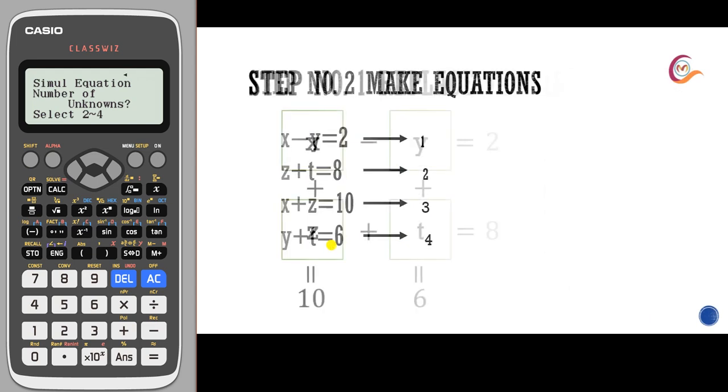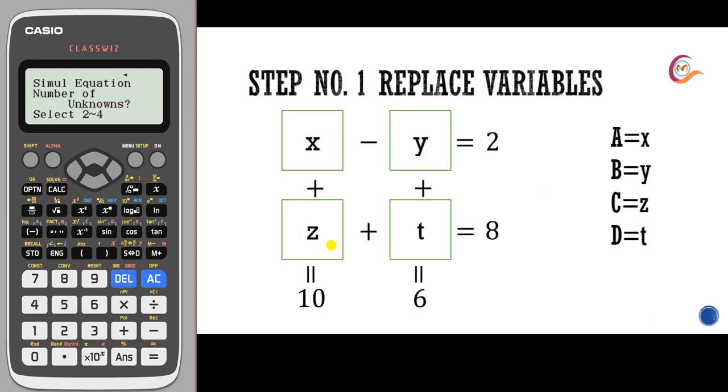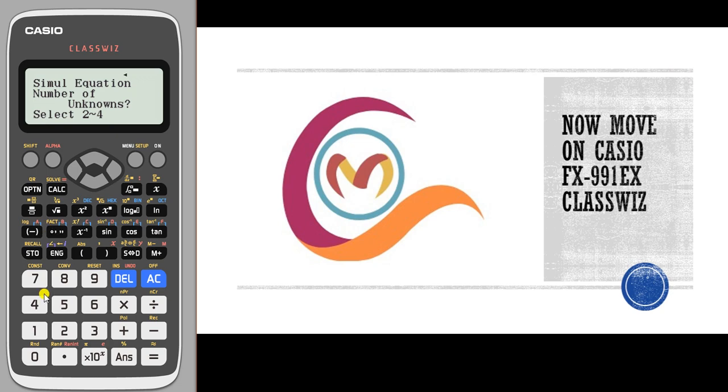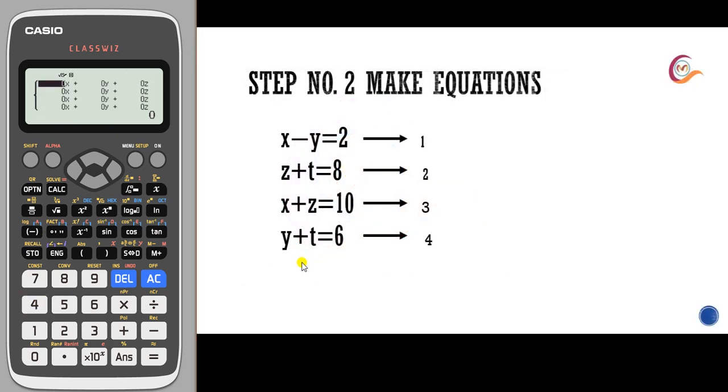we have four unknowns: x, y, z, and t. Now we are selecting 4. Now we move on to the equations, where x has coefficient 1, y has coefficient -1, and the others have 0, is equal to 2.